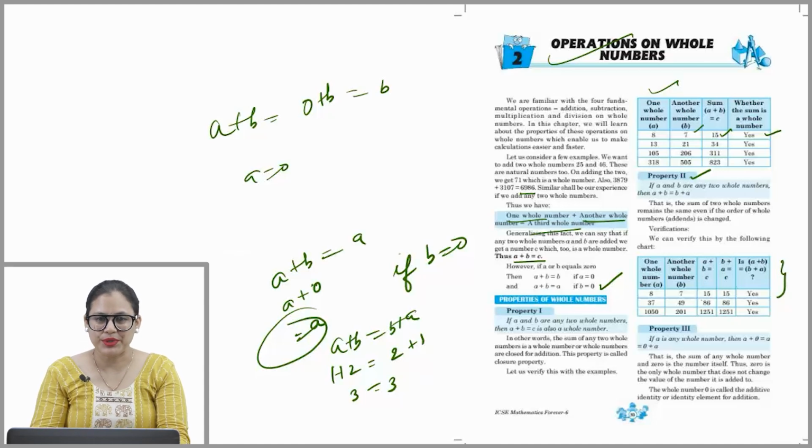Okay. Now, property 3. If A is any whole number, then A plus 0 is equal to A, which is equal to 0 plus A. That is, the sum of any whole number and 0 is the number itself. The 0 is the only whole number that doesn't change the value of the number it is added to. The whole number 0 is called the additive identity or identity element for addition.